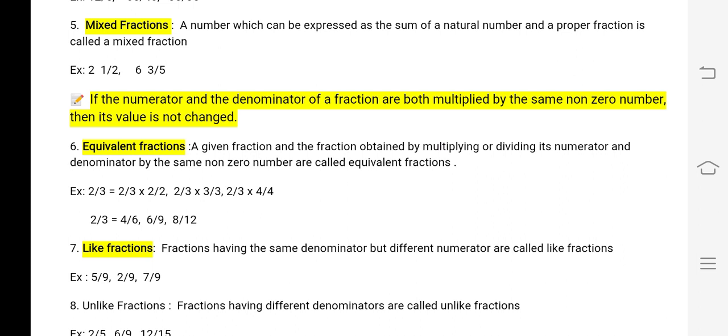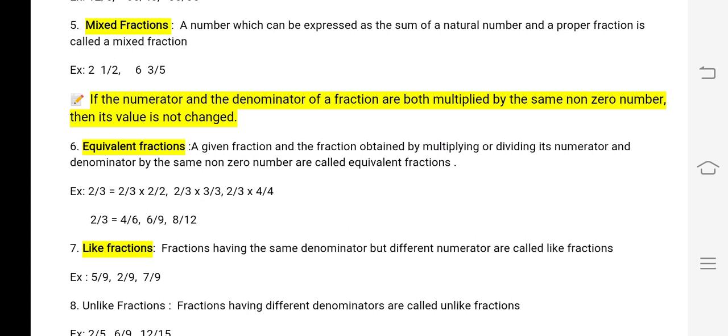Equivalent fractions. A given fraction is said to be equivalent when the fraction is obtained by multiplying or dividing its numerator and denominator by the same non-zero number. For example, we have 2 by 3. We can get another fraction which is equal in value to 2 by 3. How? Whenever we multiply any number by 1, the value does not change. Like 2 multiplied by 1, we have 2 only. 2 is equal to 2.